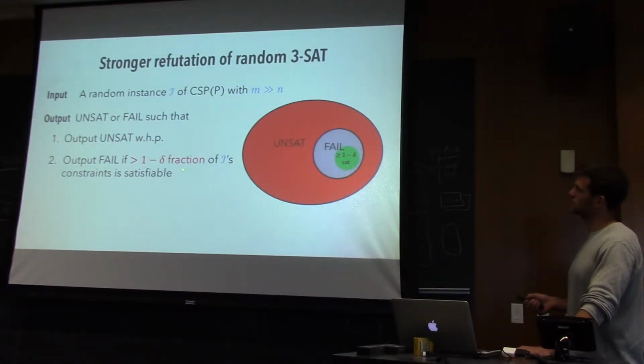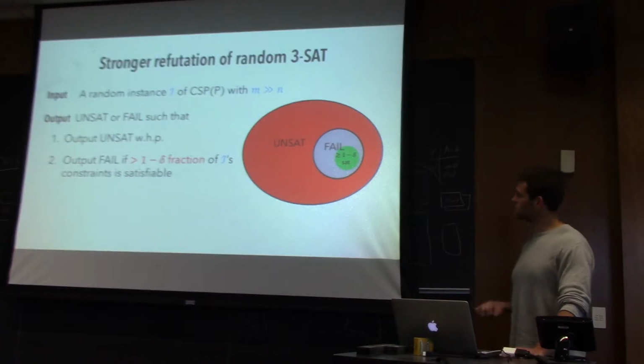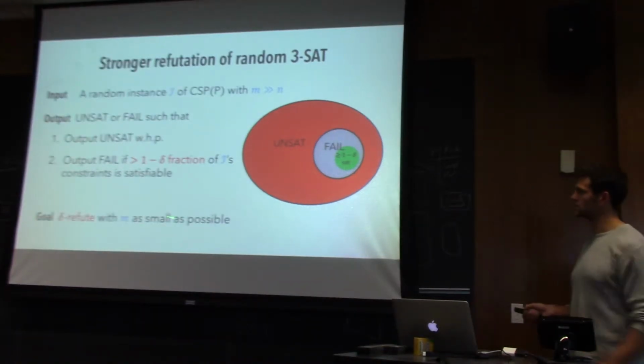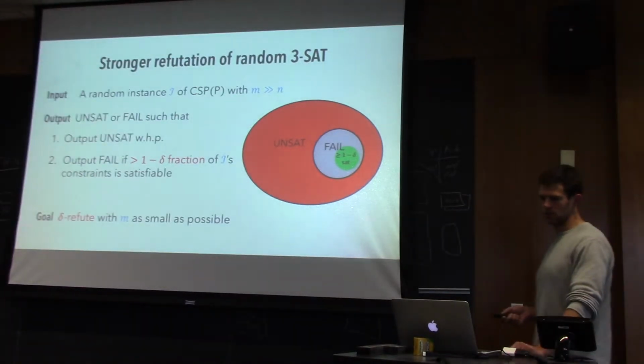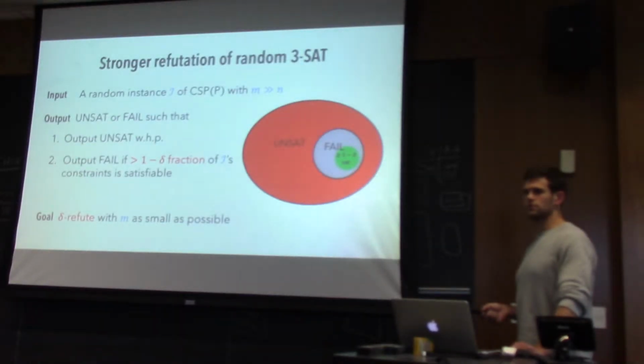So you can ask a similar question as before. Instead of saying that you want to output fail if everybody's satisfiable, you say, okay, output fail if more than 1 minus delta fraction is satisfiable. And again, we can ask if we can delta refute with m as small as possible. Does this make sense so far?